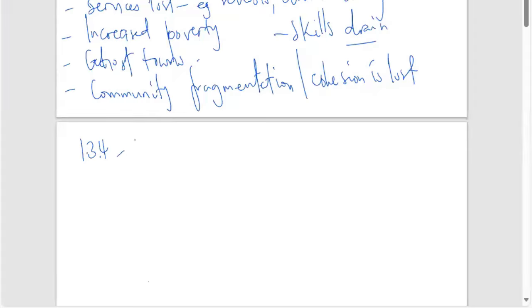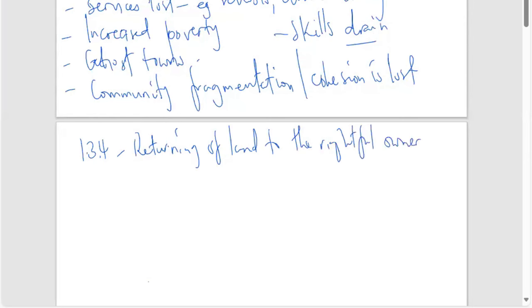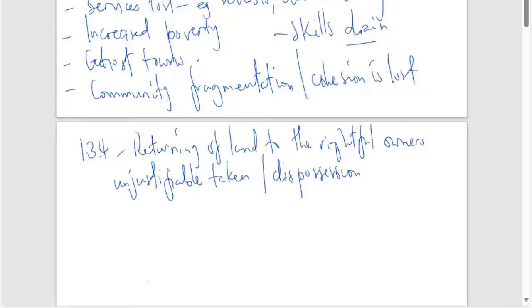So you can say it is the process of the returning of land to the rightful owners. What would have happened to this land? This land would have been unjustifiably taken, or those families would have been unjustifiably dispossessed of their land. There would have been unjustified dispossession of land. So we want to return the land to the rightful owners.